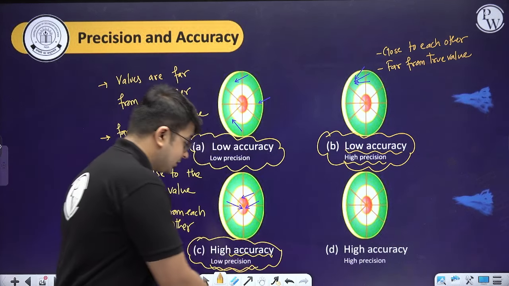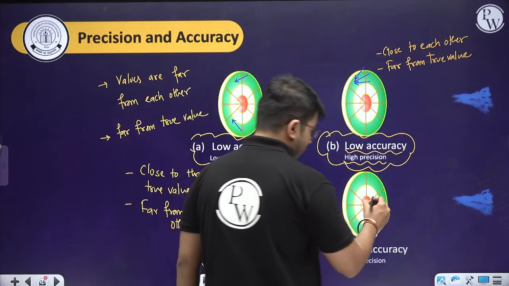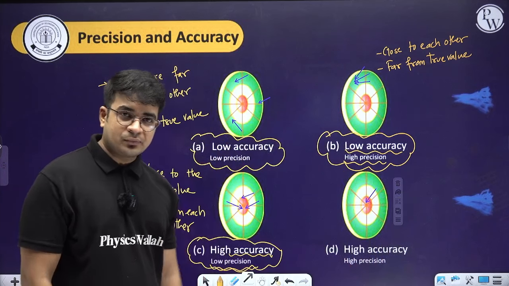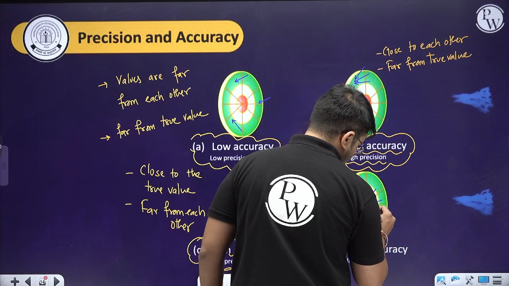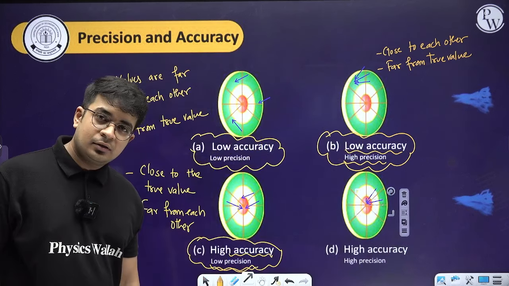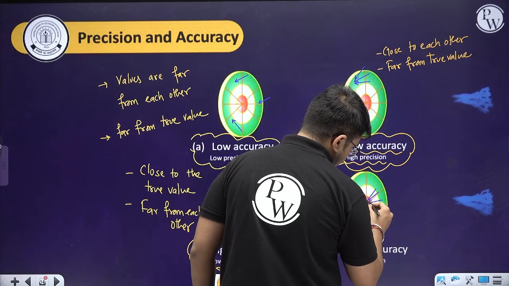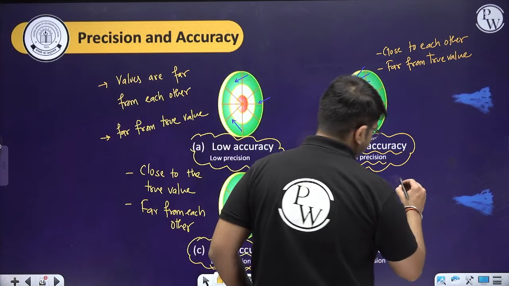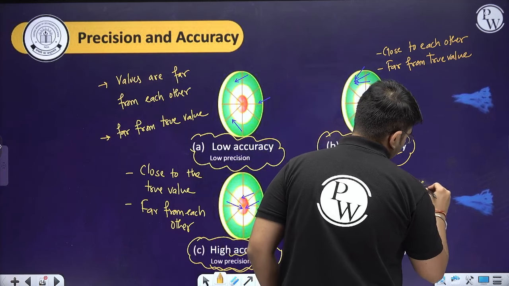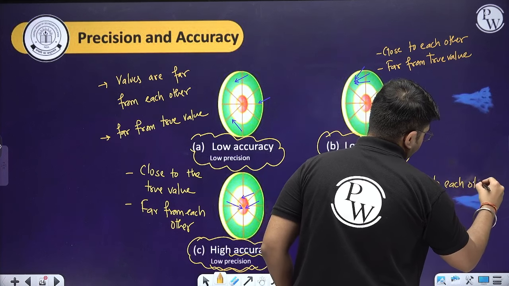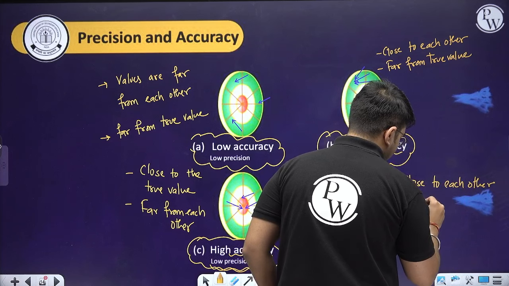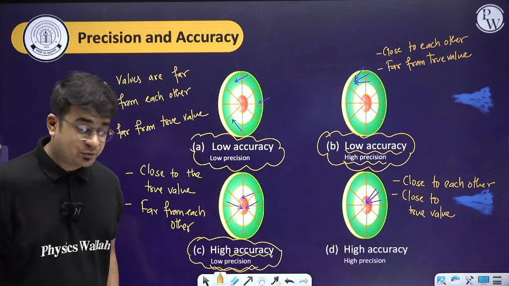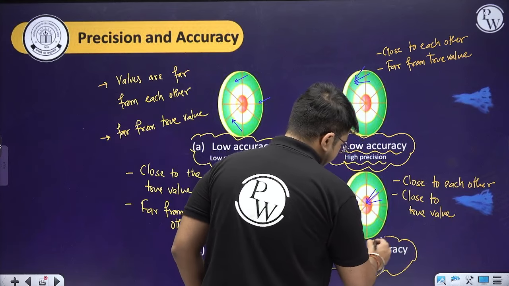Now the last part, the last experiment, which is the most important one. So we have the first measurement like this, the first dart goes to this side. The next dart goes to this side, the next goes to this side. Now you can see the most important observation. They are close to each other and they are close to the true value. It means this is the best result. You can see it has high accuracy as well as high precision.